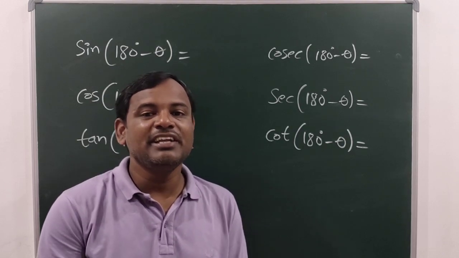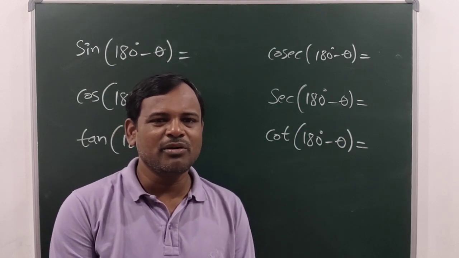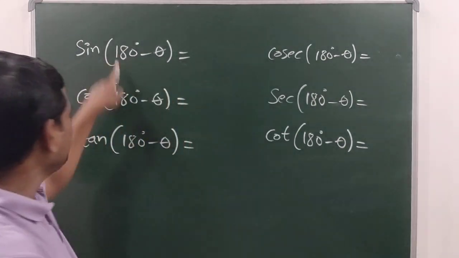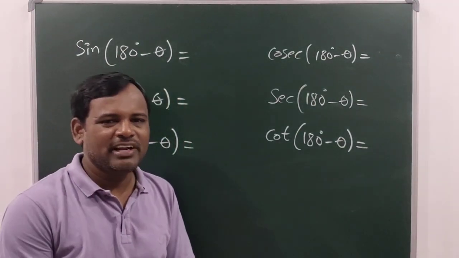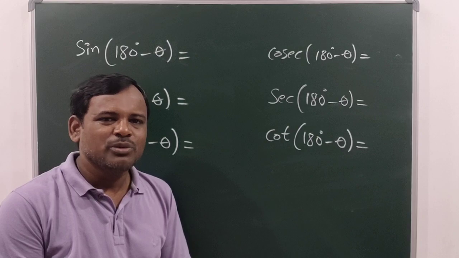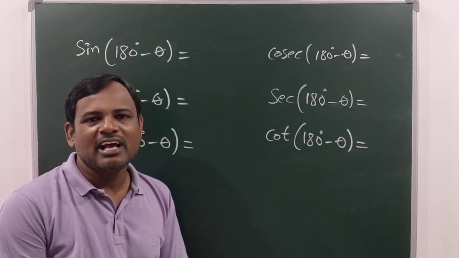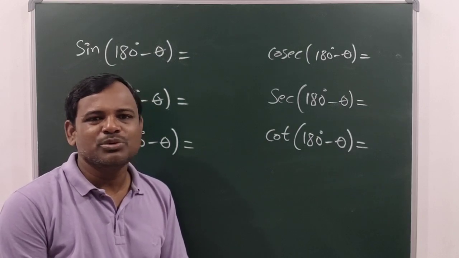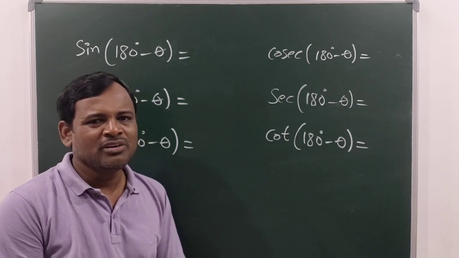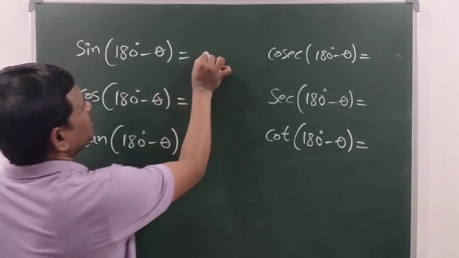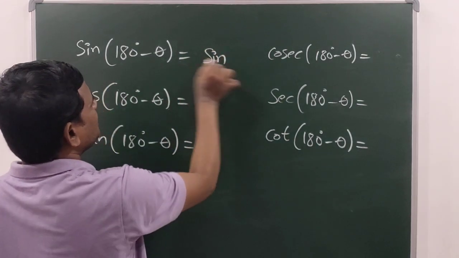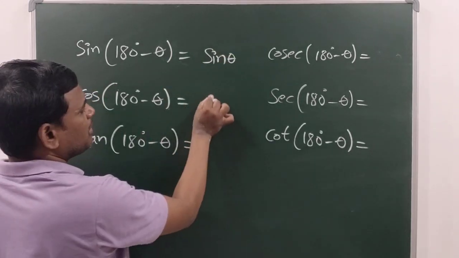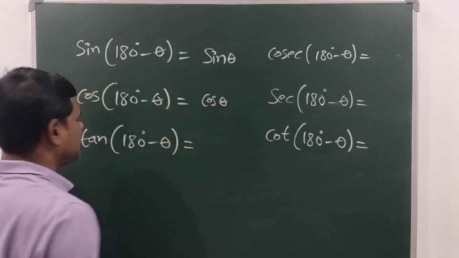Even, because 2 is an even number, hence 180 is an even multiple of 90. So at even multiples of 90, as we have learned, no changes will come in the ratios. So sine will come as sine only, angle is theta. Cos will come as cos only, angle is theta.